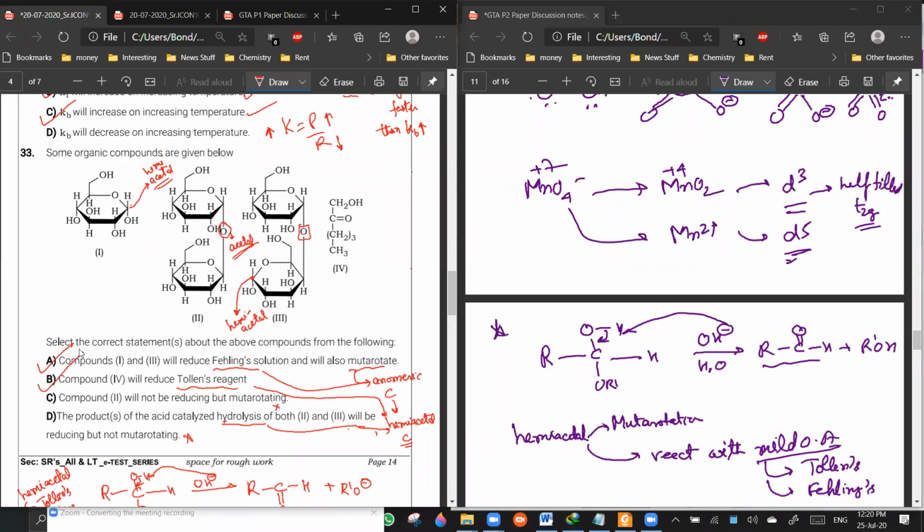So the options, if you are looking at 1 and 3, will reduce Fehling solution and Tollens' solution, which means it is having a CHO group. And that is why it will form hemiacetal, and that is why it will give mutarotation also. Both are guided by the same reason. Similarly, compound 4 will reduce Tollens' reagent because it is having a hemiacetal group. Compound 2 will not be reducing but mutarotating. That is wrong. For both, you need a free CHO group as a criterion.